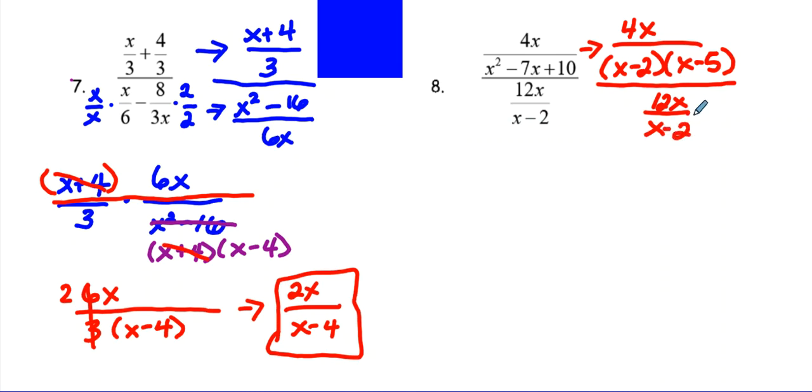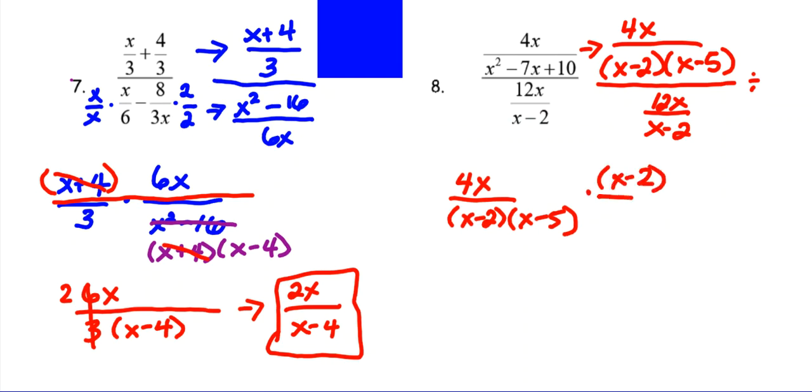Okay, so now I have a fraction. This is divided by a fraction, so I change it to multiplied by the reciprocal. Keep your first fraction the same, 4x over x minus 2 times x minus 5, and then flip your second fraction, x minus 2 over 12x. So you flip your second fraction and change divided to multiplied.